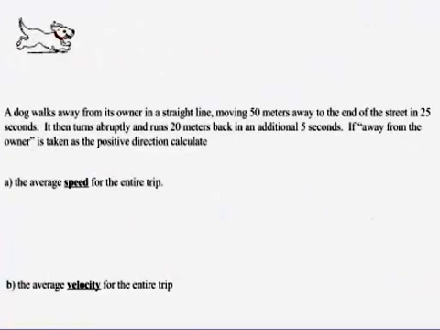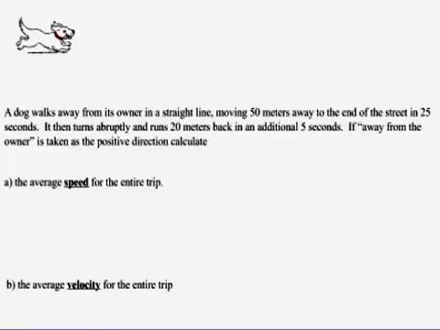In this problem, we have a dog that gets away from its owner and takes off and runs 50 meters away to the end of the street in a time of 25 seconds. It then turns around and comes back 20 meters in an additional 5 seconds. And we're going to make away from the owner to the right as the positive x direction. And we're going to calculate the average speed and the average velocity for this trip.